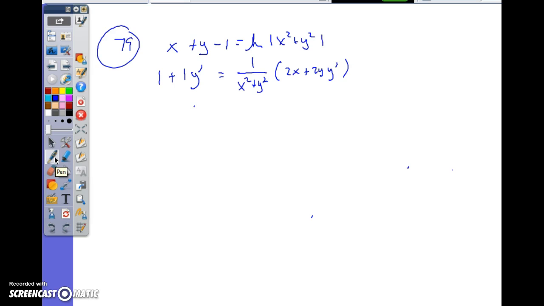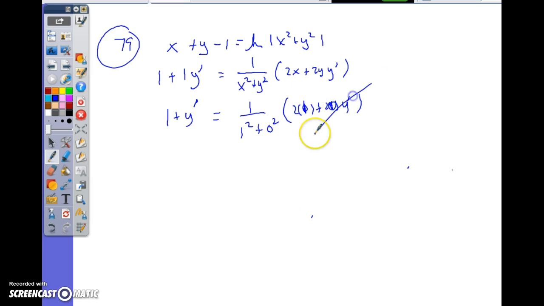I put a 1 everywhere I see an x. I put a 0 everywhere I see a y. Or wait, is that right? I switched it. Nope, it's a 0 here and a 1 here, right? So that just cancels out. I end up with 2 over 1 plus y prime equals 1. Why am I wasting my time simplifying that ugly thing? So is that the slope? That's the slope. That's what the derivative is.